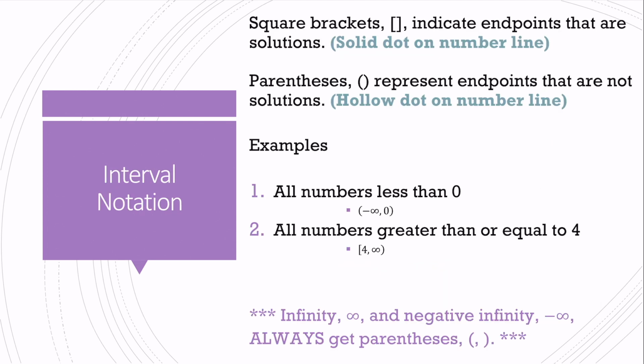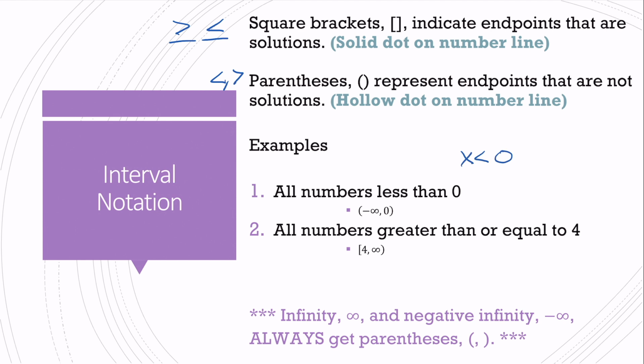So another way to write it is in interval notation. For interval notation, we use square brackets to indicate endpoints that are solutions. So those are for less than or equal to and greater than or equal to. We use parentheses to represent endpoints that are not solutions. So for less than and greater than. And I've got a couple examples. I've got all numbers less than 0. So that would be x is less than 0.